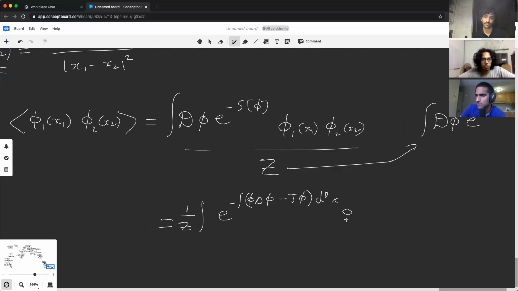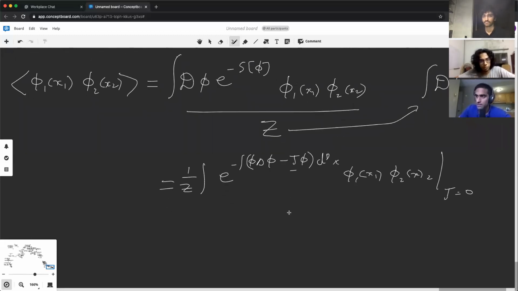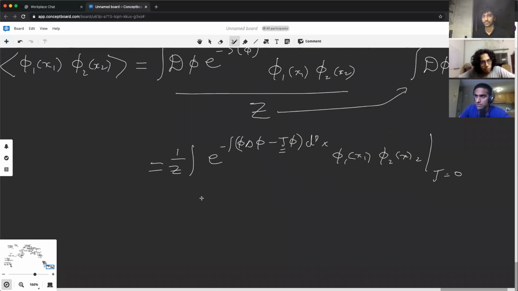X, y1, x1, x2, at J equals 0. Okay, so I've introduced what they call a source. Why is that useful or relevant? And the answer is because you can take derivatives.